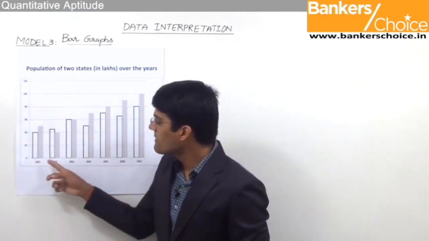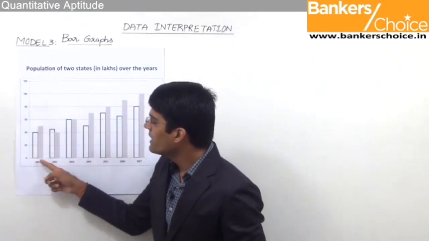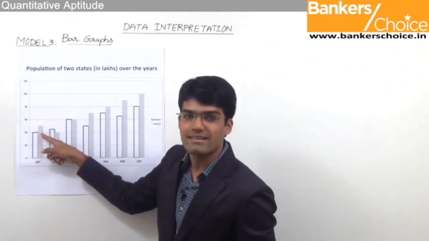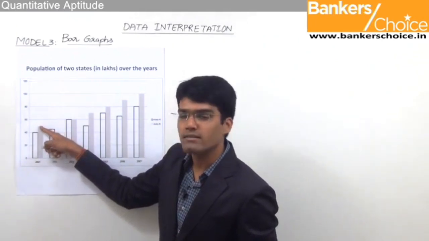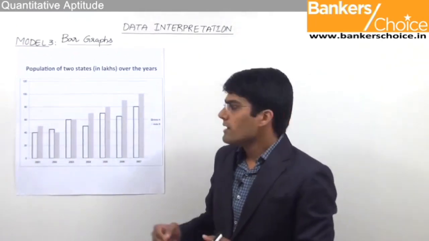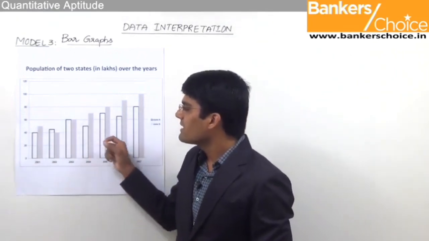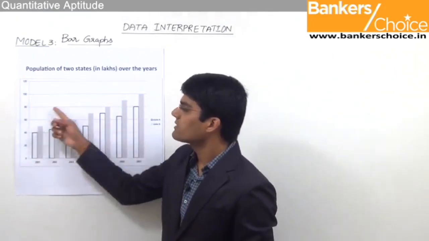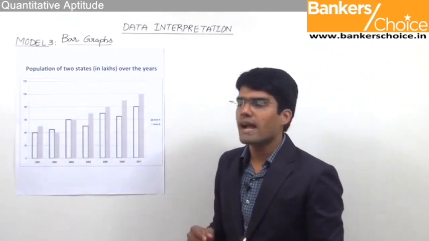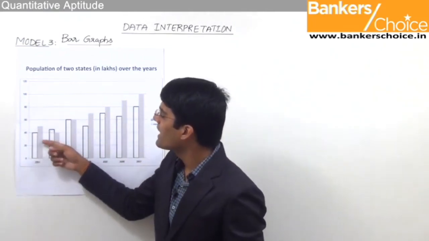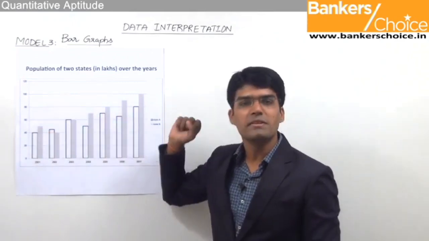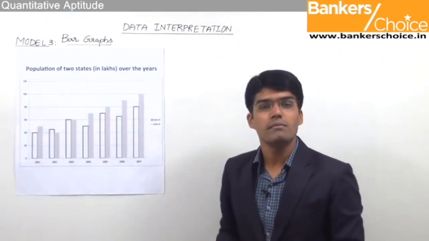Now if you observe the population of state B in 2001, the bar here is exactly in the middle of 40 and 60. So it can be taken as 50 lakhs. So we can say the population of state B in 2001 is 50 lakhs. As you can see here, in some cases the bar exactly matches with the horizontal lines, so it is easy for us to pick up those values. But where the bars are not matching with the lines, it may either be exactly half or 1/4 of the distance between the two lines. So accordingly, the value can be estimated.